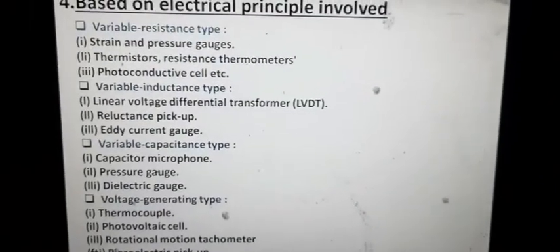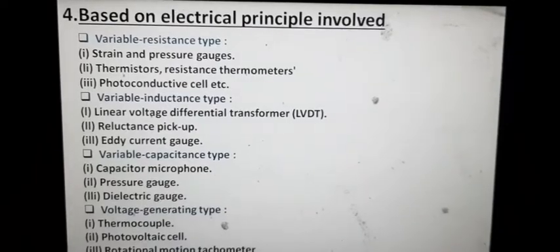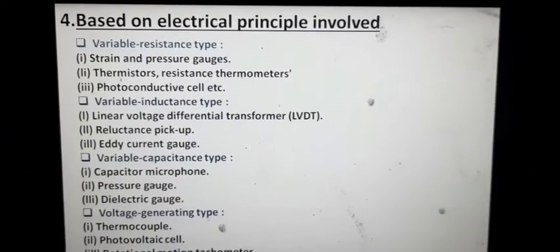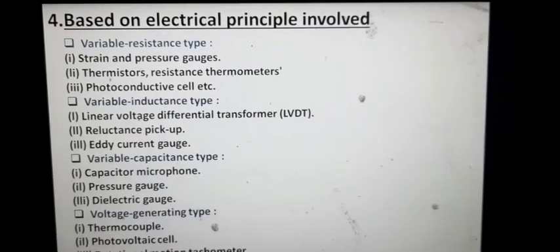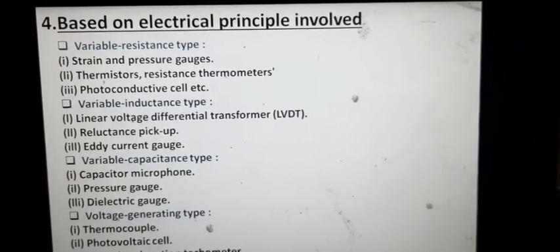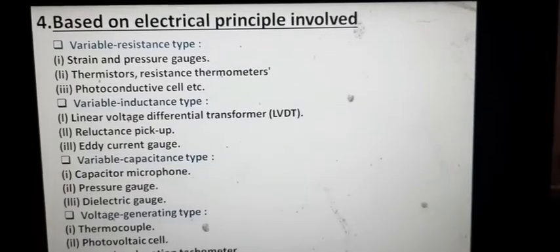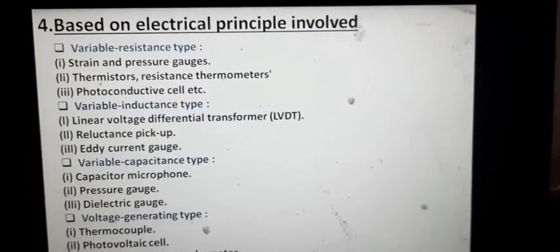All these types of transducer you will study in detail in the next class. In this video I have just discussed the definition of a transducer and the different types of transducer, that is, how we can categorize the transducer.